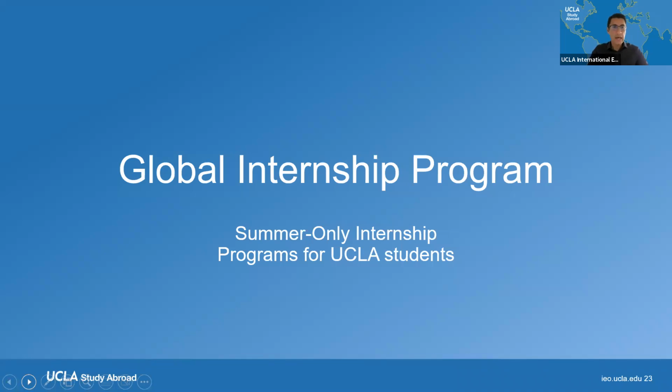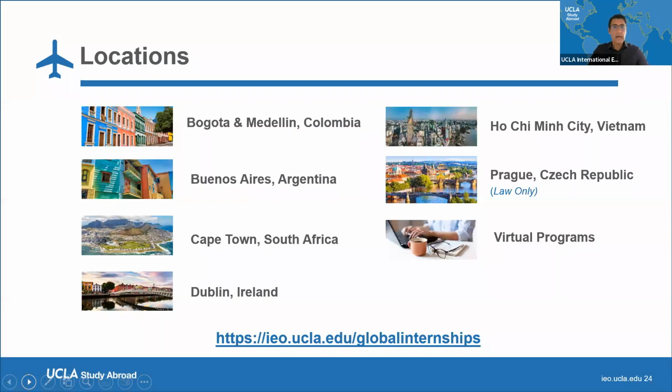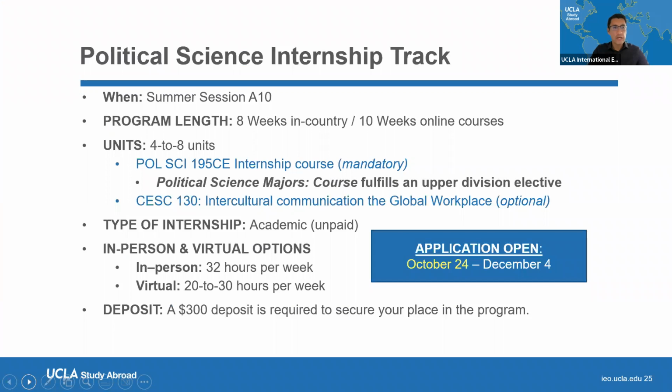Okay, another great program that we counsel for is called the UCLA Summer Global Internship Program. And this one basically is for UCLA students only, and it's only during the summer, and you are doing an internship. We have several countries to choose from: Argentina, South Africa, Ireland, Colombia, Vietnam. And this program starts early in the summer. And this one can satisfy your upper division elective in political science, as you see on the screen, Political Science 195 CE. It's an internship course.